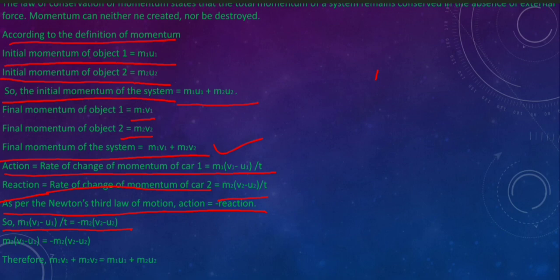So m1 (v1 minus u1) is equal to minus m2 (v2 minus u2). This will give us m1 v1 plus m2 v2 is equal to m1 u1 plus m2 u2. So we have proved the law of conservation of momentum. So this chapter we have completed.